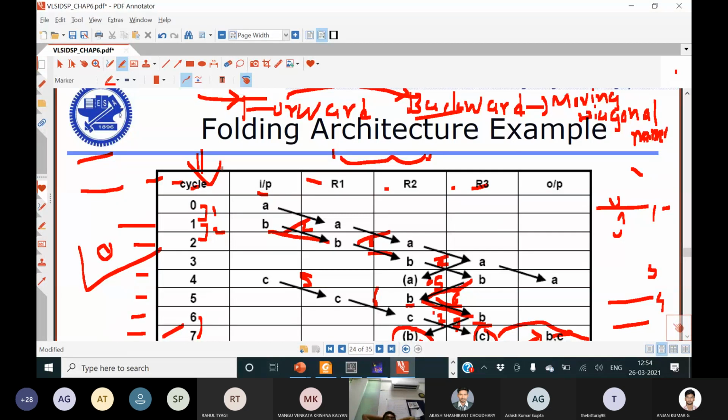So I request you to go through this. Again I am mentioning, chapter 6 of KK Parhi, folding. You just try to go through it, and if at all there is any issue, then we can meet.